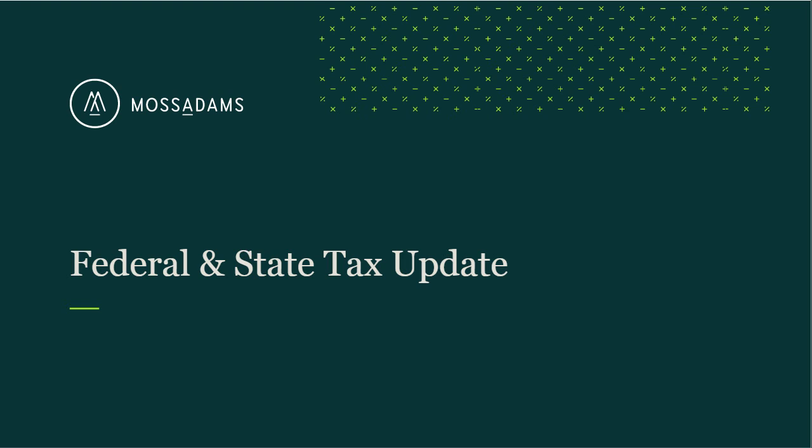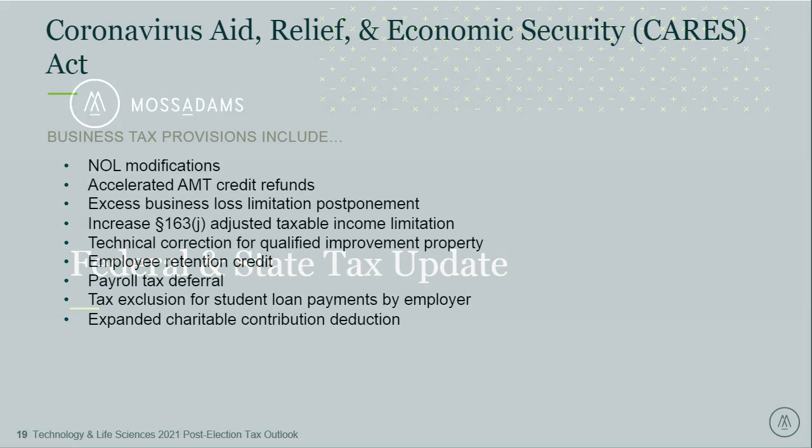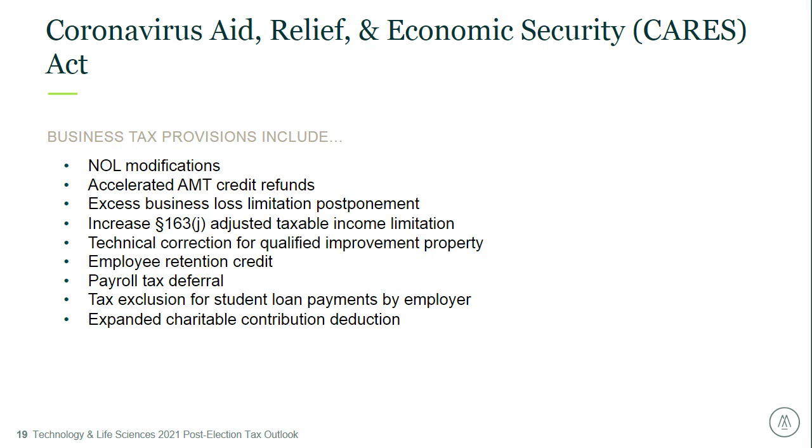And so I'm going to start off with CARES and then also touch a bit on the Consolidated Appropriations Act, which was just signed in a week or so ago. So this first slide provides a summary of the business tax provisions included in the Coronavirus Aid, Relief, and Economic Security Act, aka CARES. I'm not going to go through all of these because I think a lot of these were addressed over the last compliance cycle, but I did want to touch on some of the key provisions.